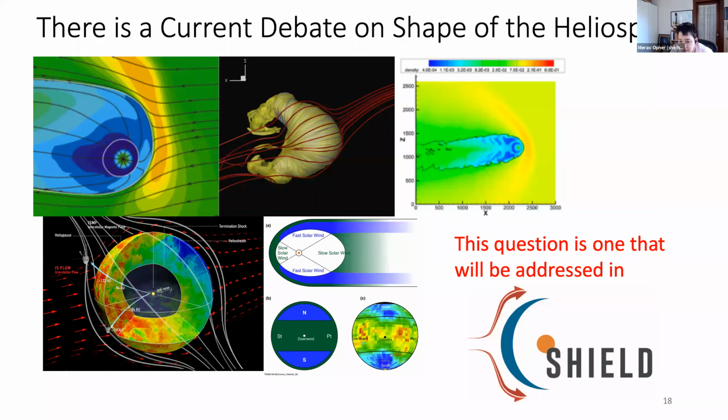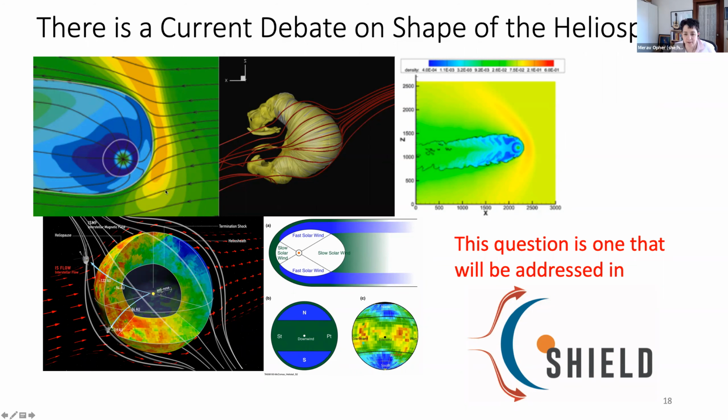Let me talk about a question that I'm working on, running a NASA center called SHIELD. You are welcome to just Google SHIELD, NASA or Merav, and you will get to the webpage of SHIELD. Or Nick can put the webpage up if he wants. This is one of the questions that we're trying to answer within the center: what is the shape of the heliosphere? And again, I think it's a little embarrassing for the community that we don't understand even the very basic shape of the heliosphere.